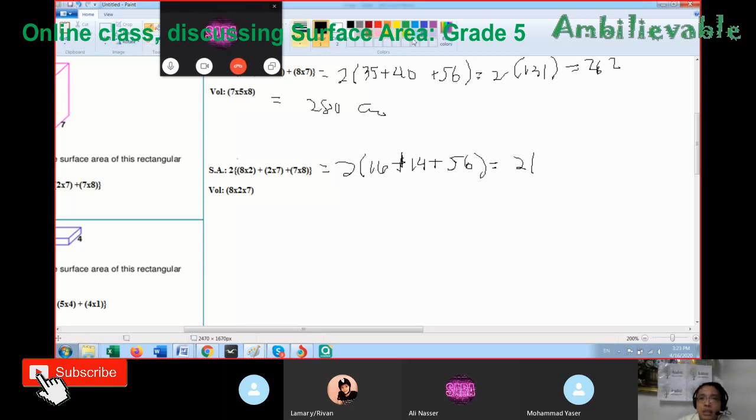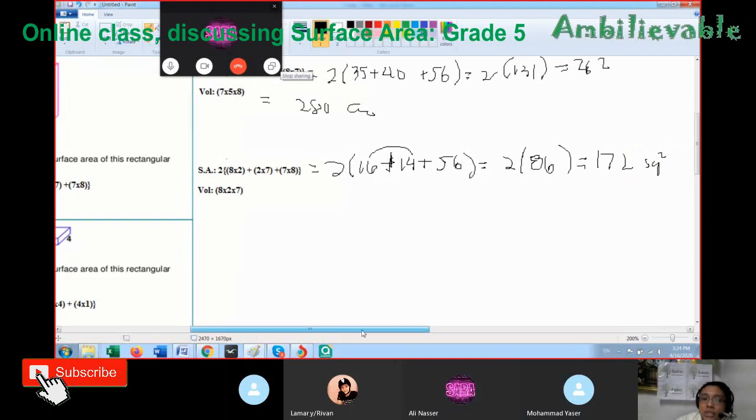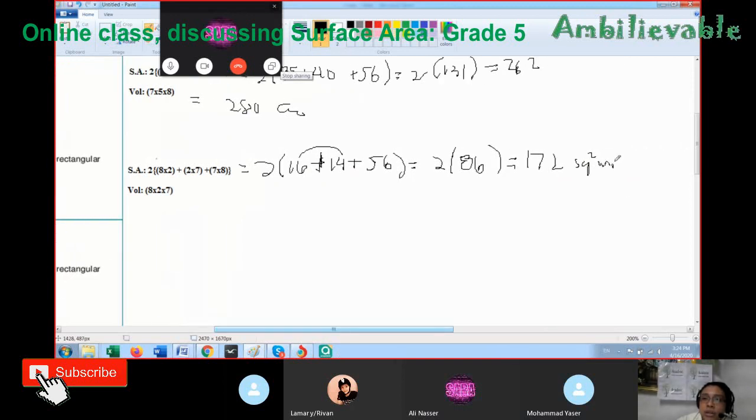16 plus 14 is 30. 30 plus 56 is 86. 86 multiplied by 2 is 172. Correct. 172 squared units.